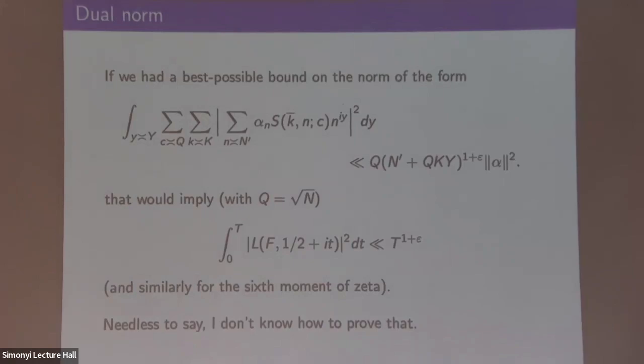I think Ivić basically did this in a conference proceedings paper, because he used DFI and Voronoi and things like that, but he took Q equals square root of n throughout.